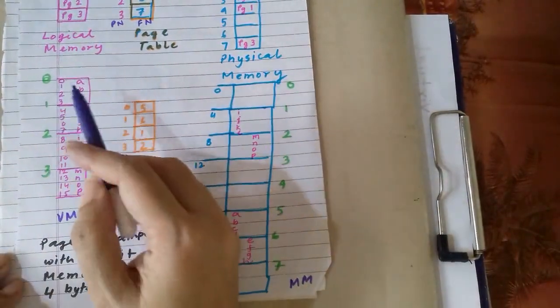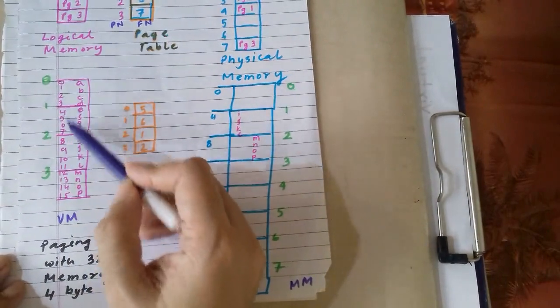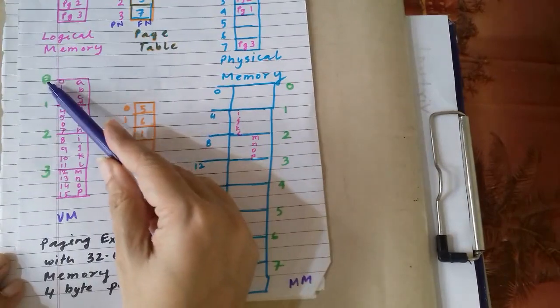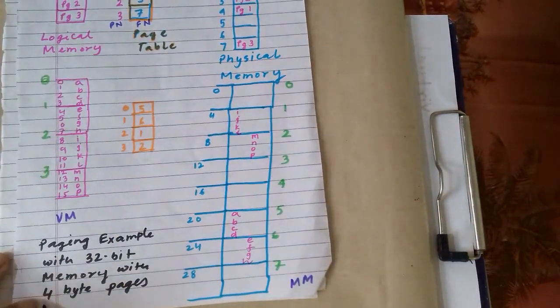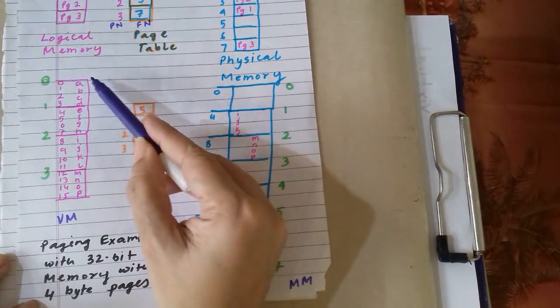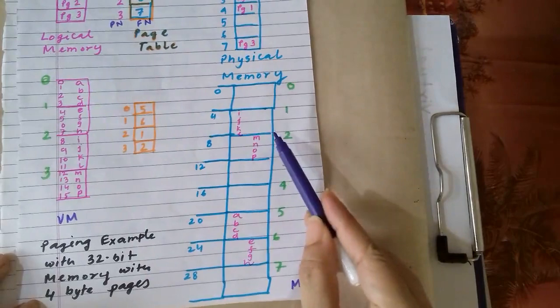So in virtual memory, we have considered just 4 pages. Page number 0, as we told, is a memory with 4-byte pages. So 4 bytes means one page consists of 4 bytes. As we know, page size equals frame size.